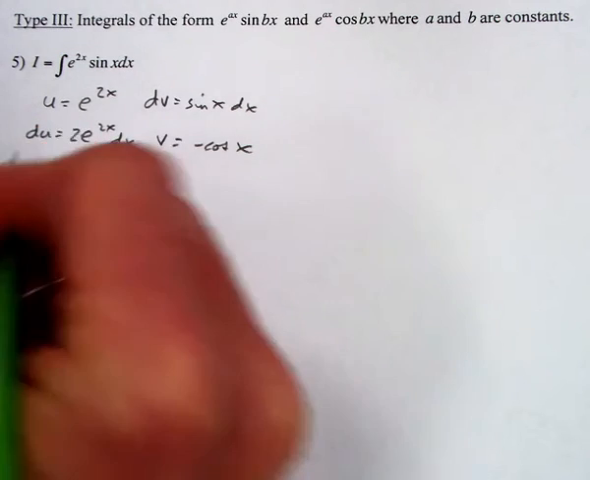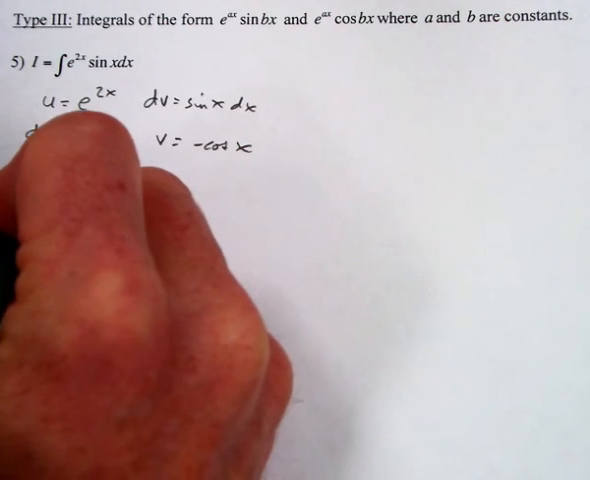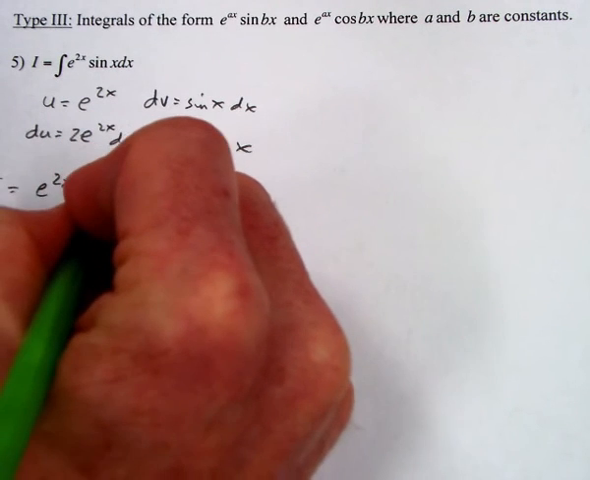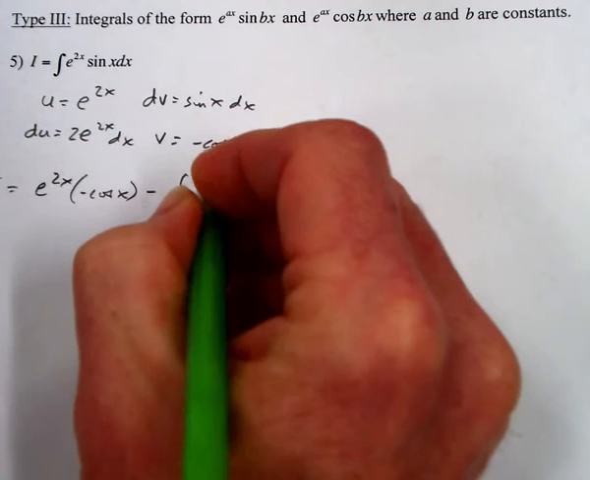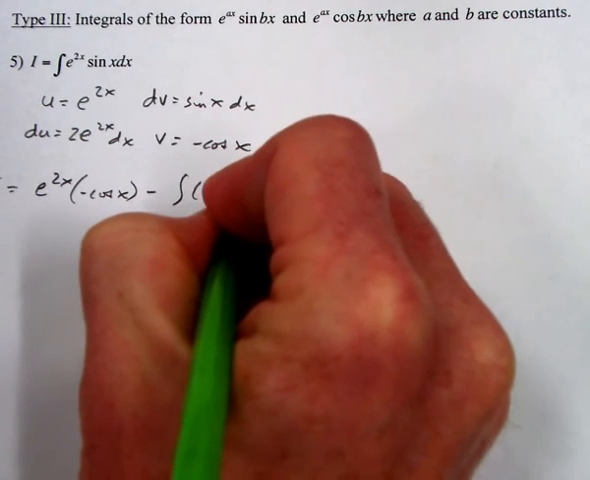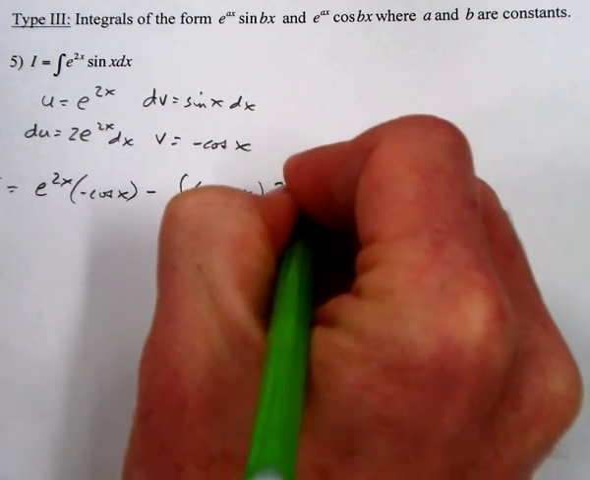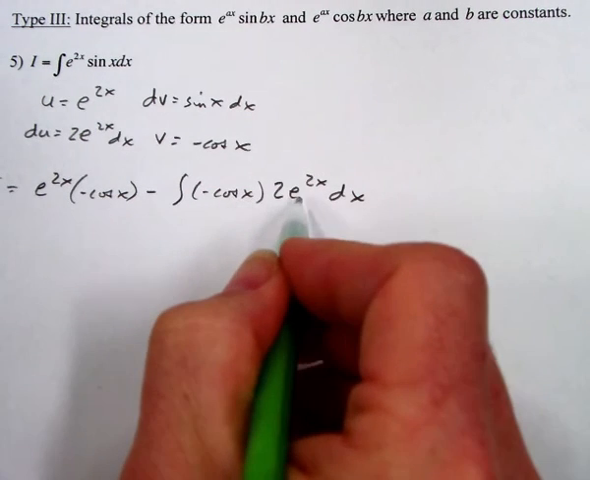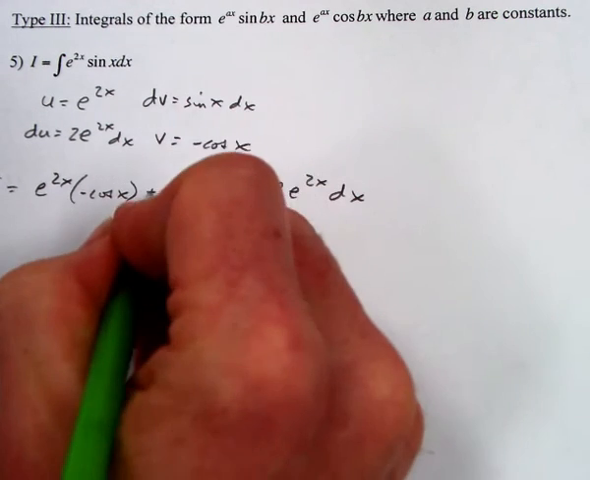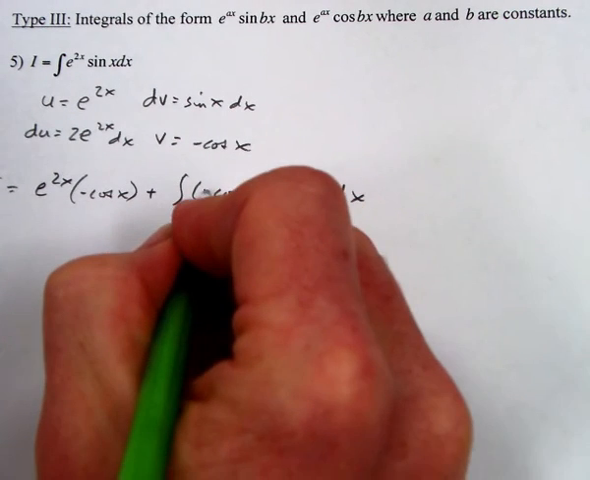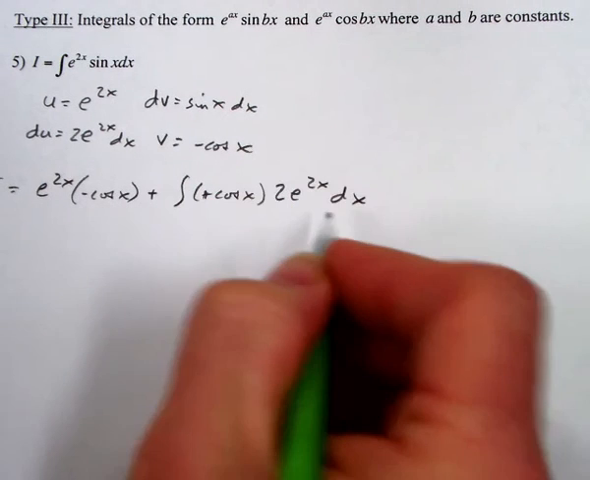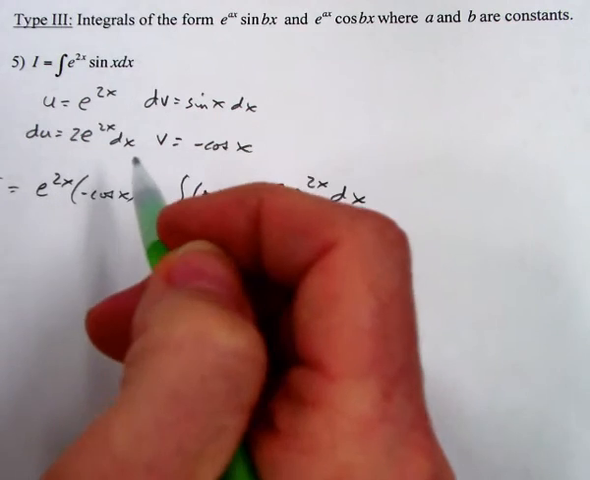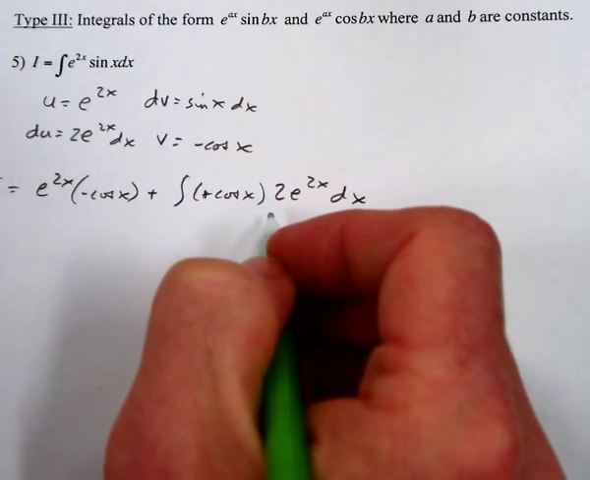So when we apply this, we'll say uv, e to the 2x times negative cosine x minus the integral of v, negative cosine x, times 2e to the 2x dx. When we look at this, we still have a trig and the exponential. And let's make this positive. We can bring the 2 out in front, or we can just let that equal to doing this again. We're going to try it again. You wouldn't necessarily know this the first time you looked at it, but let's see what happens.